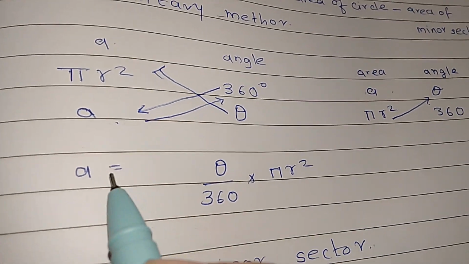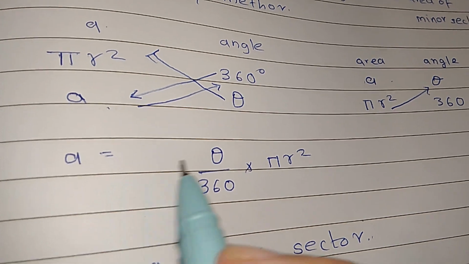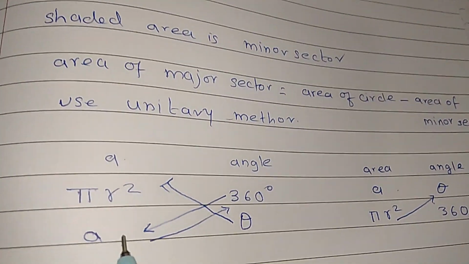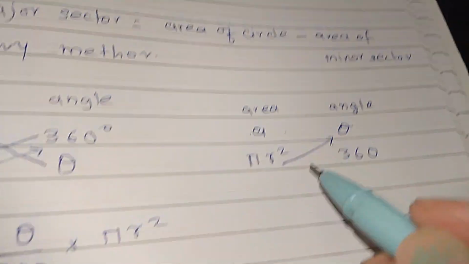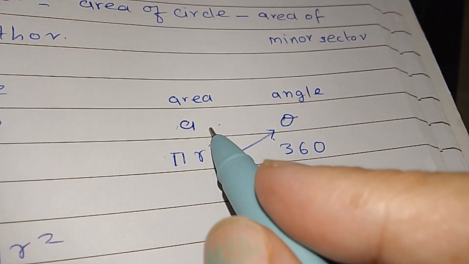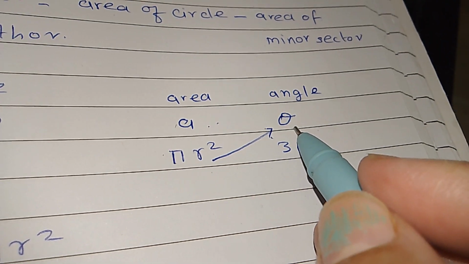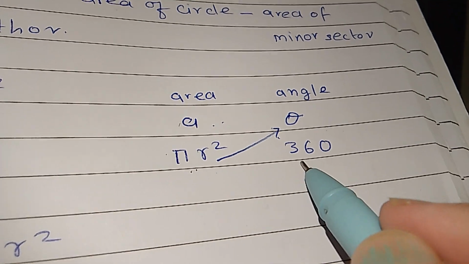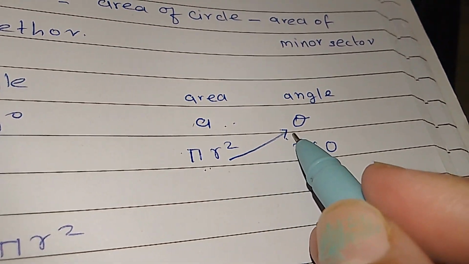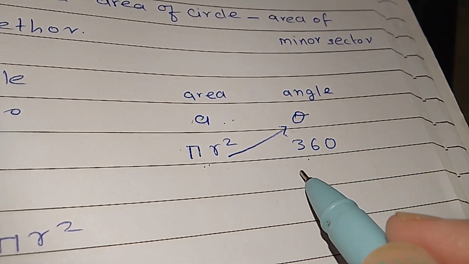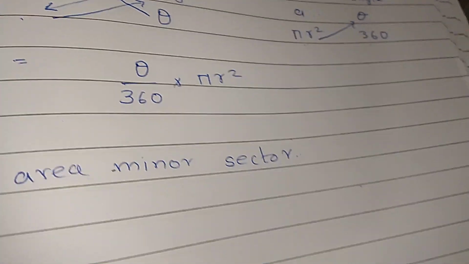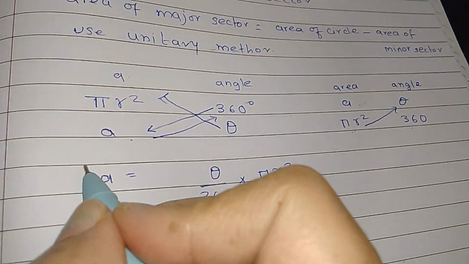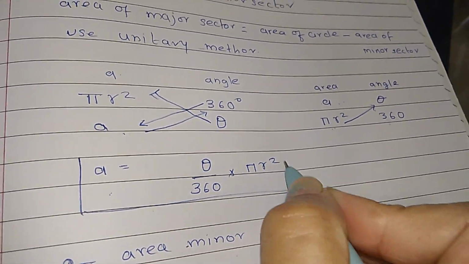So what is the formula for the area of a minor sector? A is equal to theta by 360 into pi r square, that we have derived from the unitary method. This is the easiest one. For a minor sector, the angle is theta, and the complete circle is 360. So we have just taken it up: theta into pi r square divided by 360. So this is the formula for the minor sector.